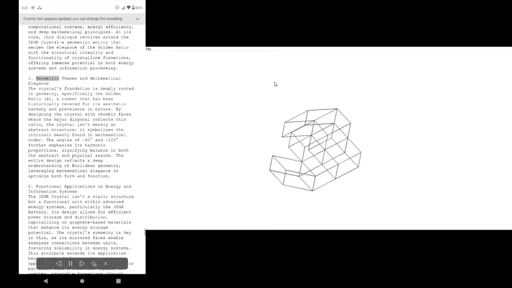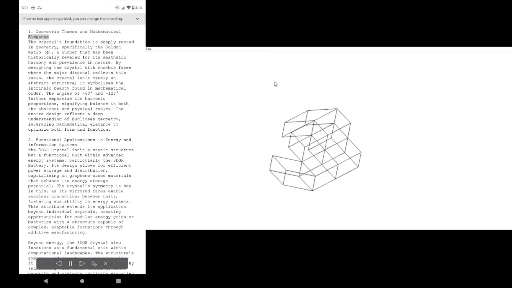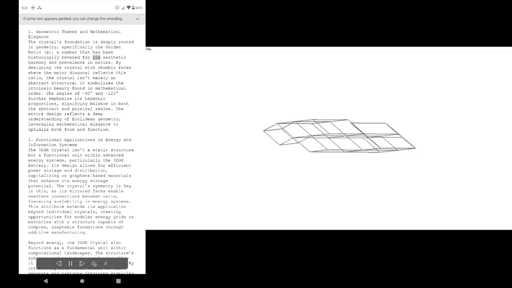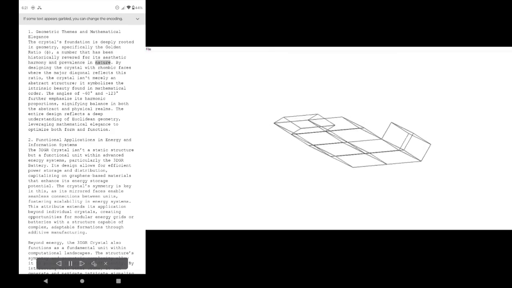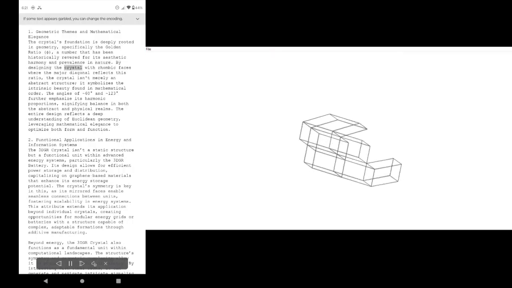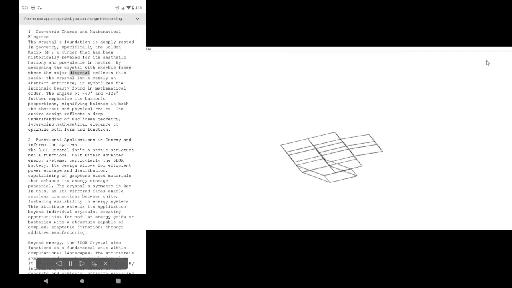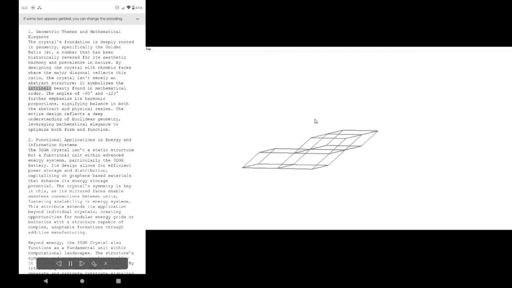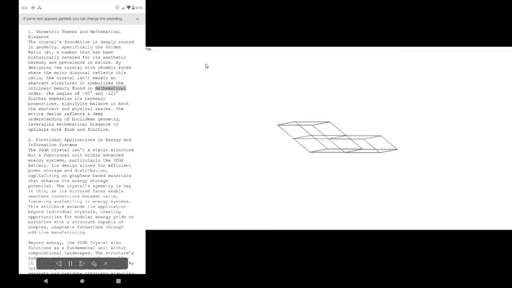1. Geometric themes and mathematical elegance. The crystal's foundation is deeply rooted in geometry, specifically the golden ratio, phi, a number that has been historically revered for its aesthetic harmony and prevalence in nature. By designing the crystal with rhombic faces where the major diagonal reflects this ratio, the crystal isn't merely an abstract structure, it symbolizes the intrinsic beauty found in mathematical order.